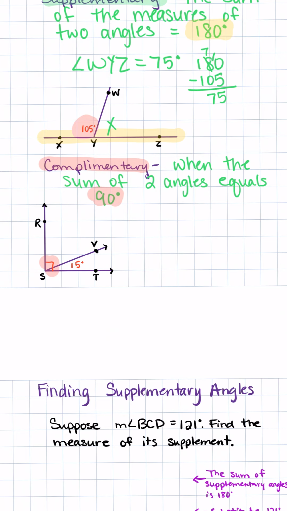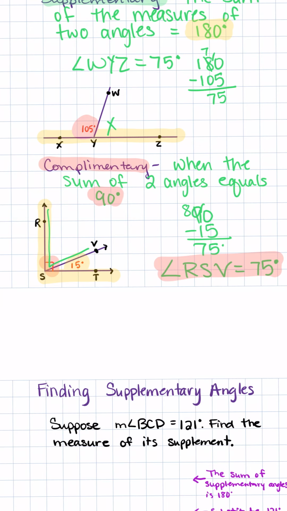So this one has 15 degrees here. And if we know that this equals 90 degrees, we can take 90 and subtract 15, and it equals 75. So the angle RSV, right, equals 75 degrees.